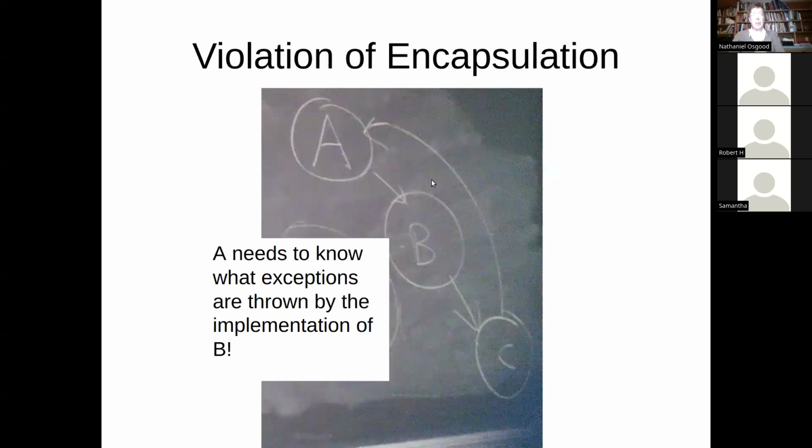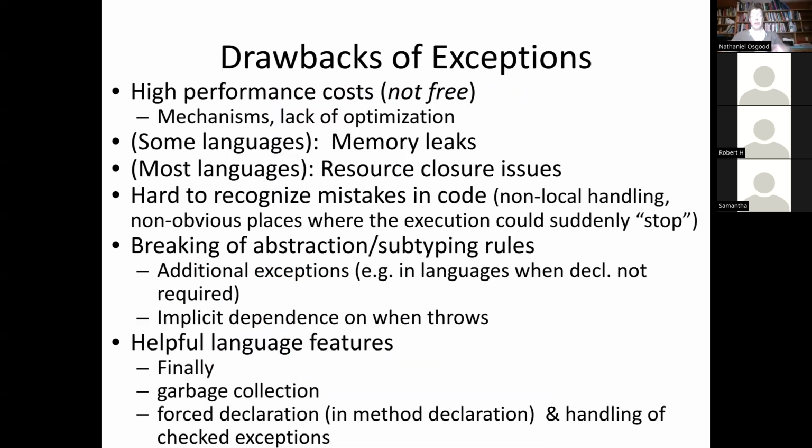Similarly, suppose that B opened a file and C throws an exception. It rips through B, goes back to A, and B never closes that file or never closes that database connection. If you have resources that you've opened that need to be coordinated, cleaned up, and closed, you often lose that chance.